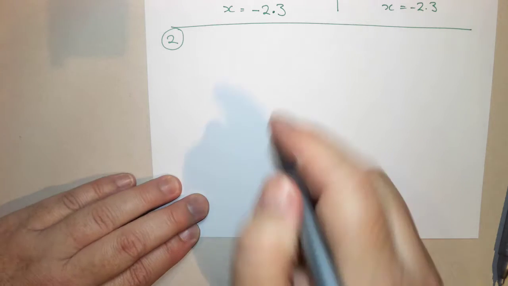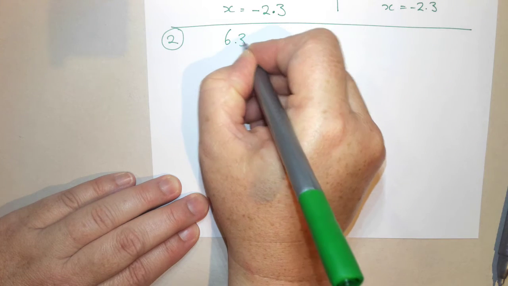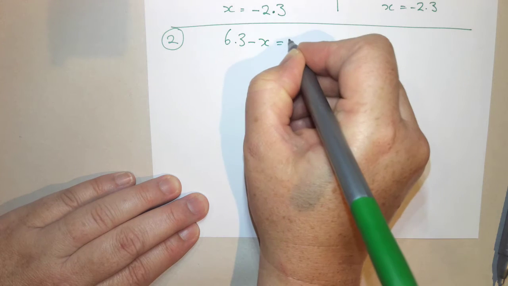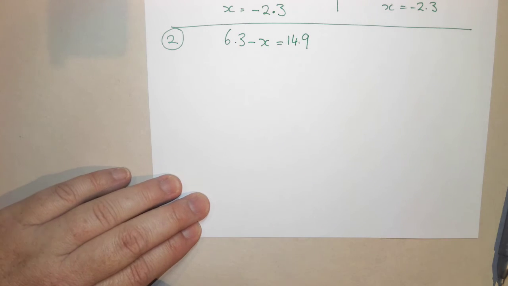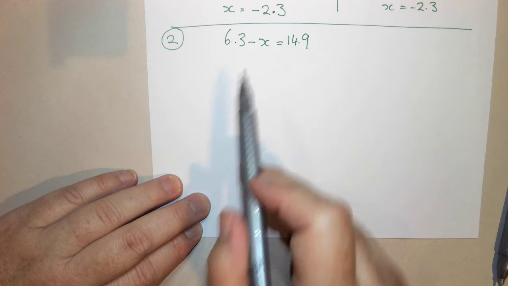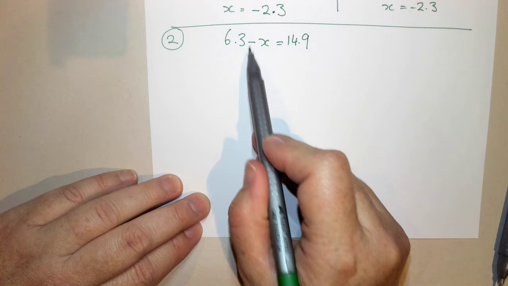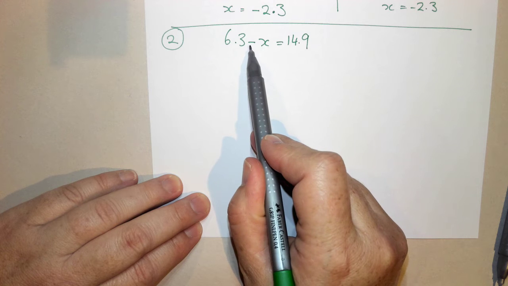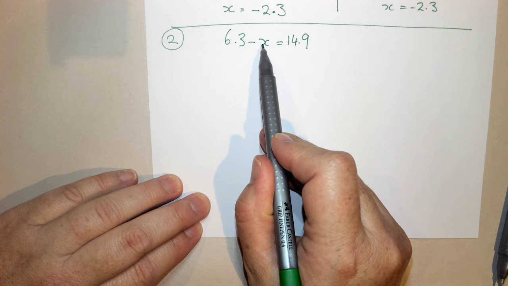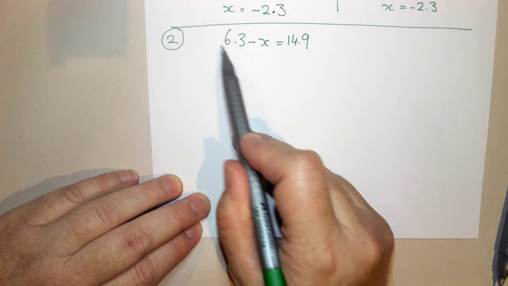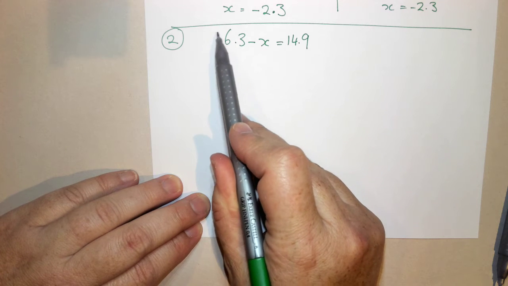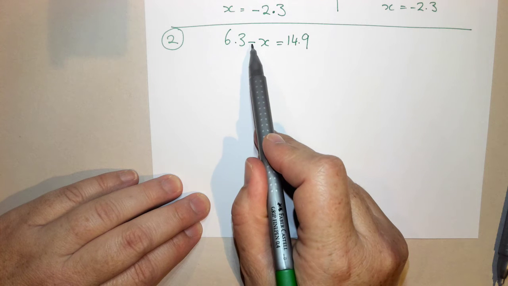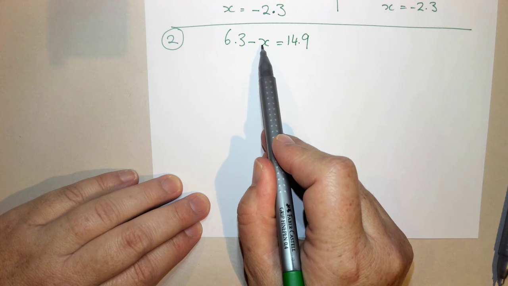So number 2 says 6.3 minus x equals 14.9. Okay, so we want the x on the left hand side, we want to keep the x on the left. Now this minus belongs with the number that comes after it. This 6.3 number here, that is a positive number. There's no negative in front of it. So this is positive. This subtraction negative belongs with the x.